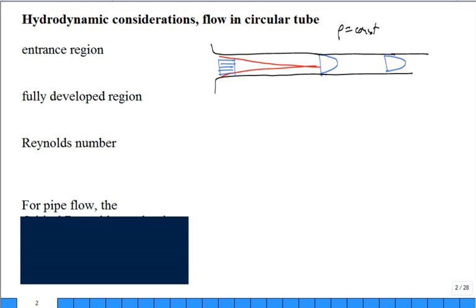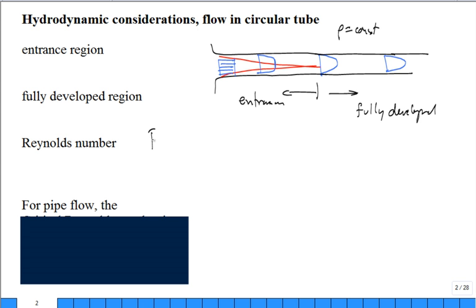But before it becomes fully developed, you have a flat spot and then more of a change in the velocity profile until it becomes fully developed. So this region in here is what we call the entrance region, and this region over there is the fully developed. What is being developed? The boundary layer, the velocity profile. It becomes hydrodynamically fully developed.